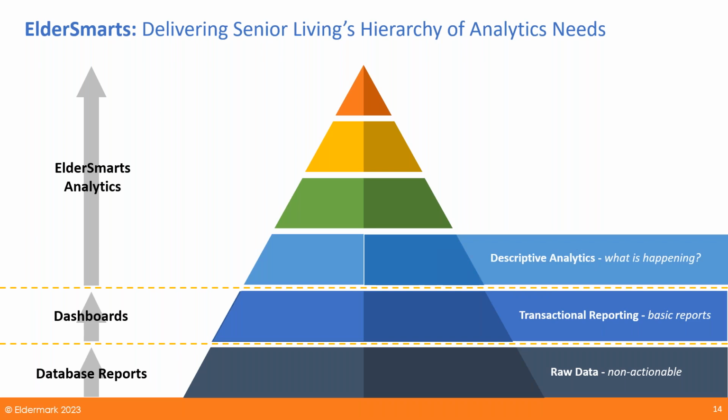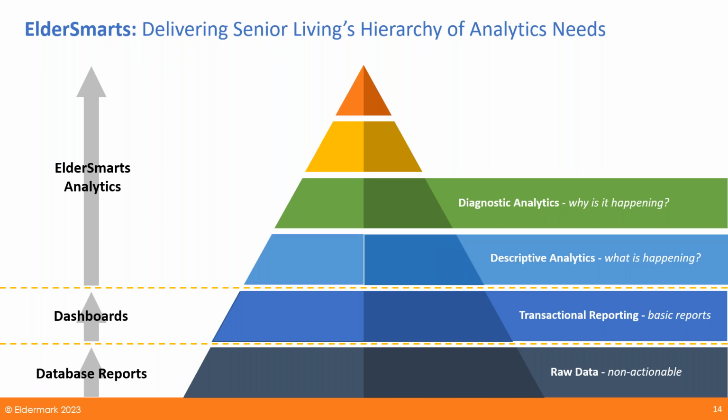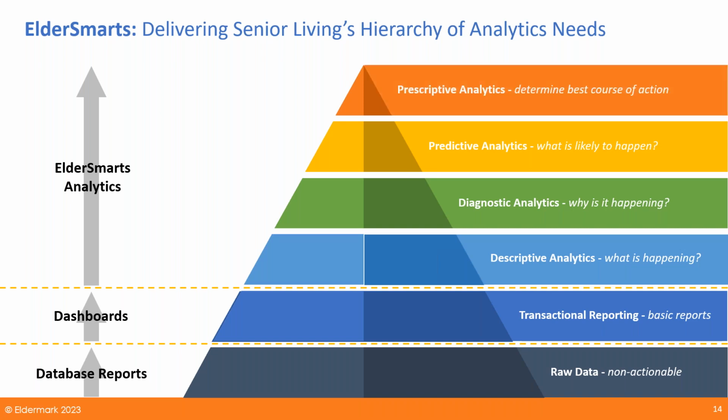As we climb up this pyramid of analytics needs, what ElderSmarts can deliver for us is answering important questions. So we can deliver descriptive analytics that help us answer that question, what is happening here? And why is it happening within a diagnostic analytics viewpoint? And once we see why it's happening, then that helps us understand predictively what is likely to happen next if the indicated trend continues as we see in the data. And that helps us understand what would be the next best course of action prescriptively.